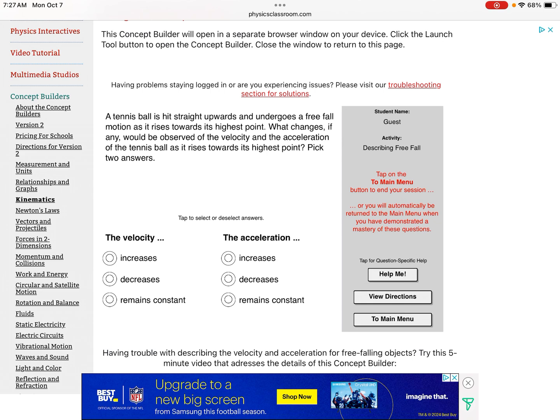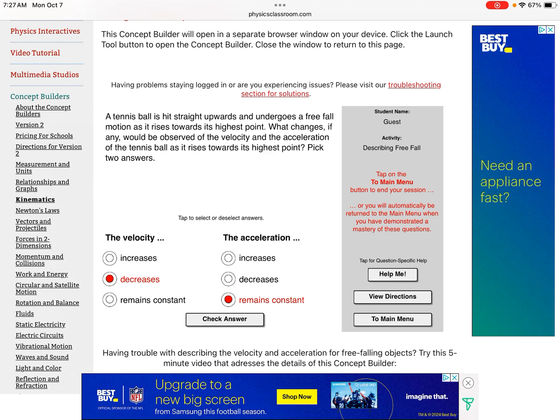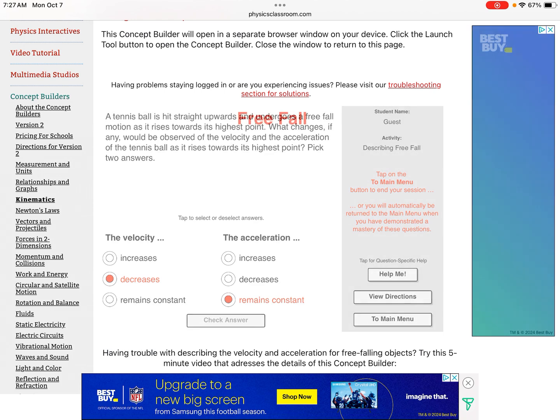So a tennis ball is hit straight upward and it goes free fall. As it rises, what changes would be observed? Now you have to read the whole thing. The last sentence: what changes would be observed in velocity and acceleration as it rises towards its highest point? So the velocity is decreasing as it's moving up. The acceleration never changes.